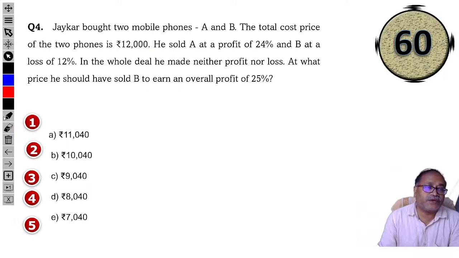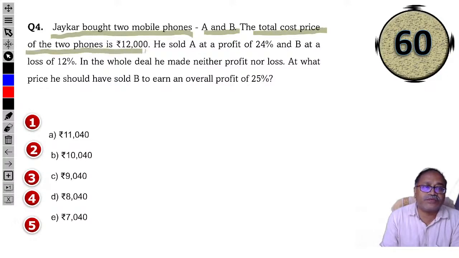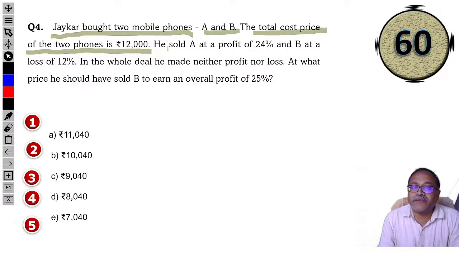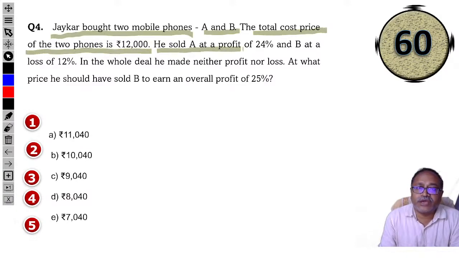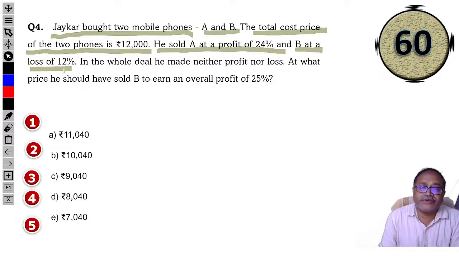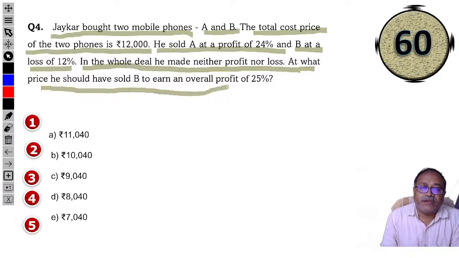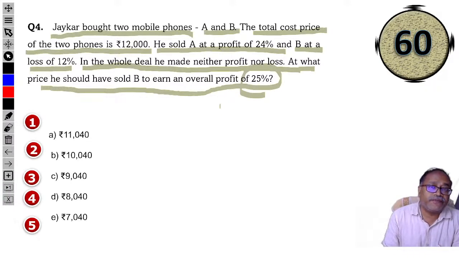Let's, all of us will read the question first. Jaikar bought 2 mobile phones, A and B. The total cost price of the 2 phones is 12,000. CP1 plus CP2 is 12,000. He sold A at a profit of 24% and B at a loss of 12%. If in the whole deal he makes neither profit nor loss, at what price should he sell B to make a profit of 15%?